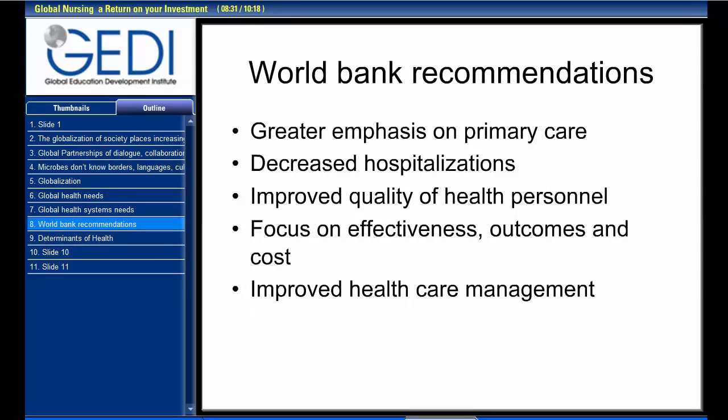The World Bank recommends that all countries in all health systems of the world need to focus on these 5 parameters. And I think our own system could benefit from this as well. Greater emphasis on primary care, resulting in decreased hospitalizations. Improving the quality of health personnel, which is a strong motivator for our international partnerships. And a focus on effectiveness, outcomes, and costs. And lastly, improving the healthcare management of the systems.